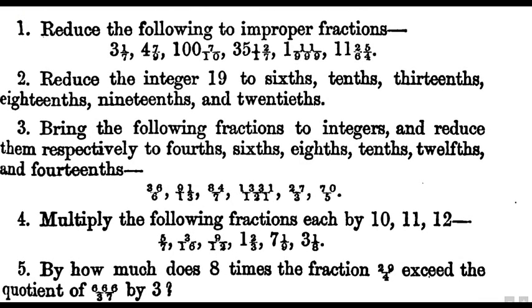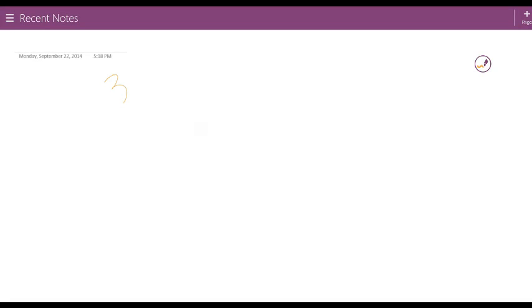Okay, so it says reduce the following to improper fractions. I'm going to go ahead and use 35 and 12/17. Since we want it in improper fractions, we want to get rid of this mixed number and turn the whole thing into a fraction. We want to get rid of that integer.